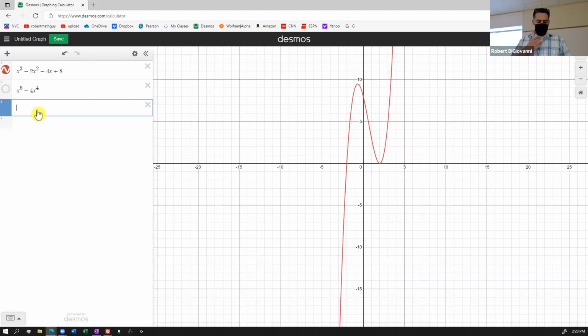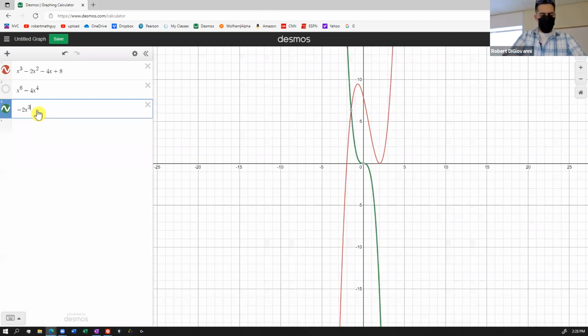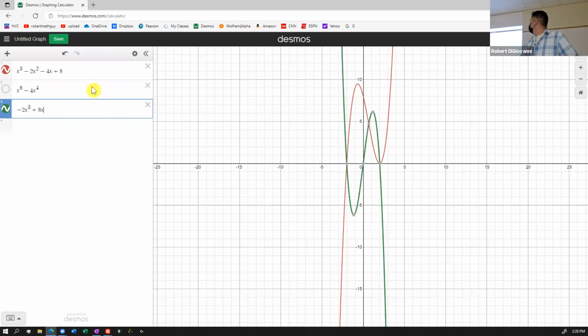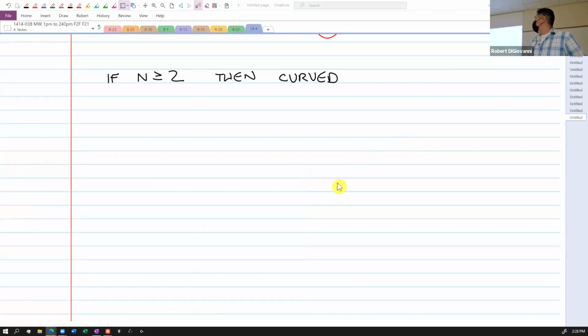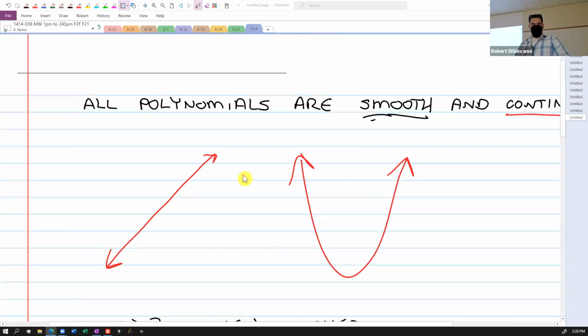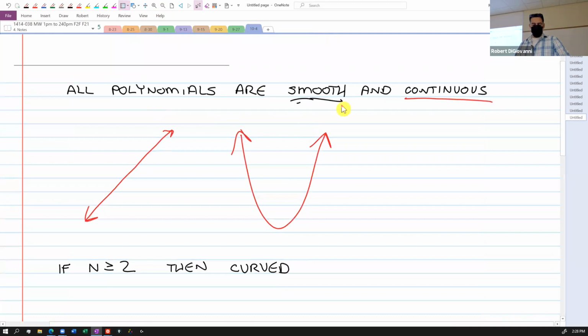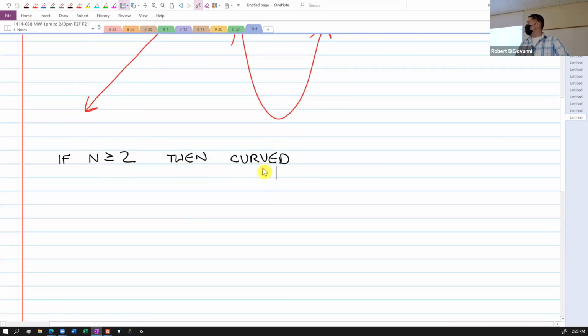Let's do another one. We've done an even and an odd, so let me put a negative in front: negative 2x cubed plus 8x. There's another one. Smooth, curved, continuous, right? Looks like the left side goes up and the right side goes down here, right? So look, all of these have the same characteristics in that they're all smooth, all continuous. If n is bigger than 2, they're curved.